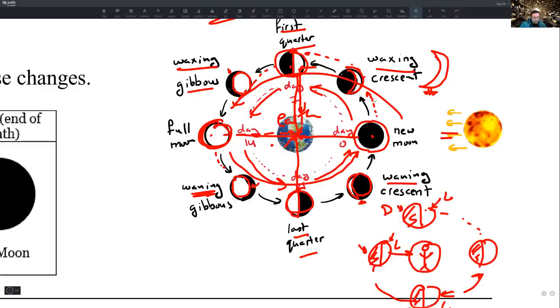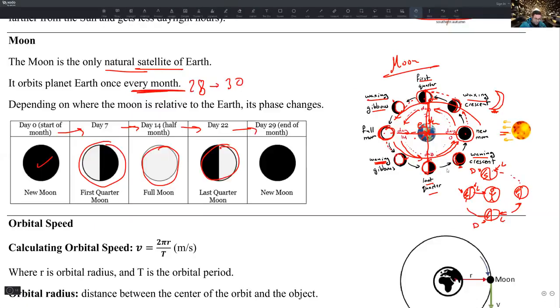From a new moon to a quarter is called a waxing crescent. And then from the quarter to the full is called waxing gibbous. And vice versa: waning gibbous, waning crescent. So far, no questions have asked about the gibbous and the crescent, but it doesn't hurt to know, just in case. Okay.